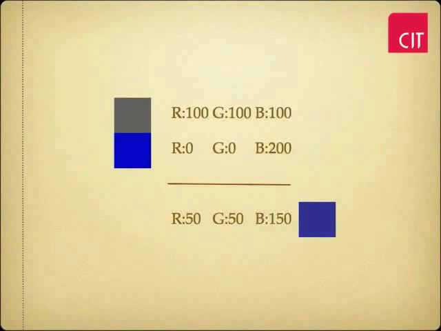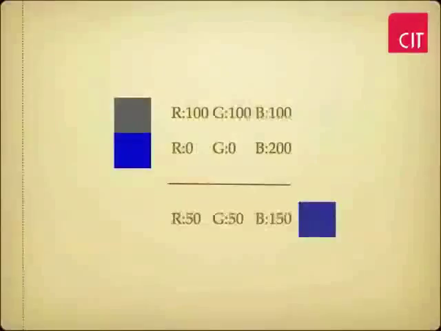Here, grey pixels with RGB values of 100, 100, 100 are mixed with blue pixels with RGB values of 0, 0, 200. The average redness of these pixels will be 50. The average greenness will be 50, and the average blueness will be 150. So from a distance, these pixels will have the appearance of a color that is red 50, green 50, blue 150.